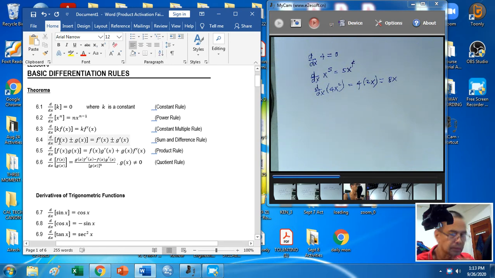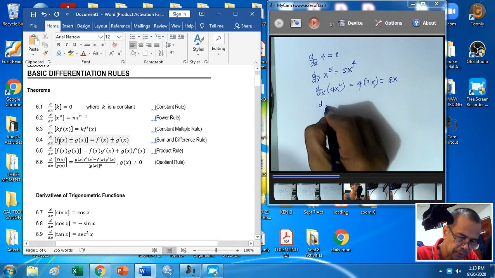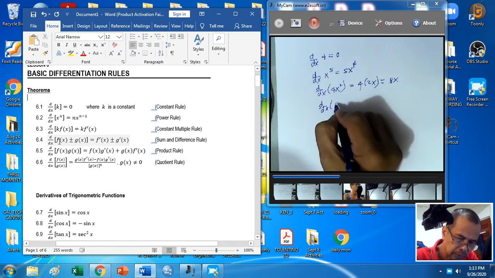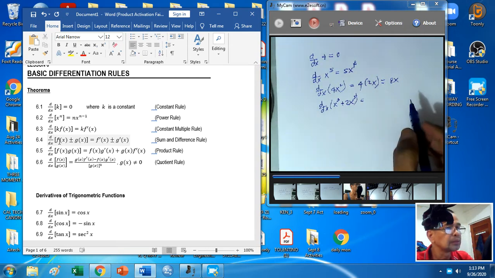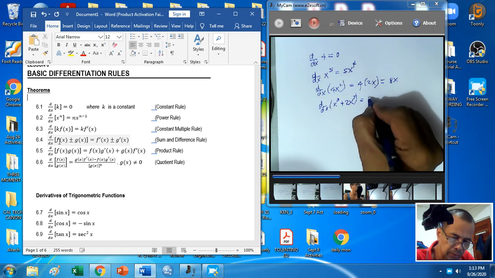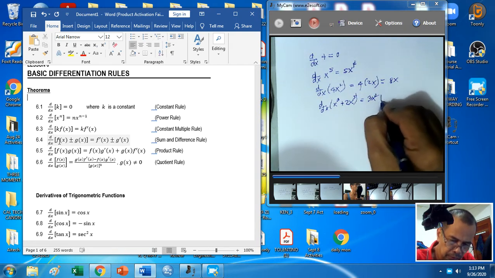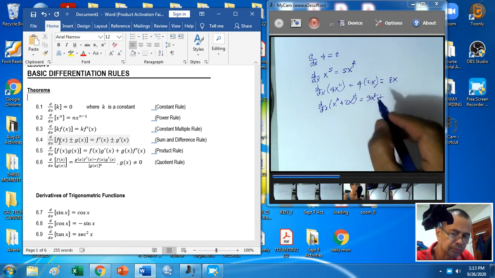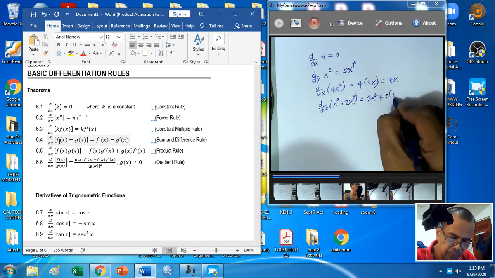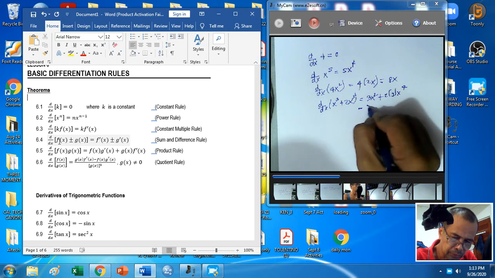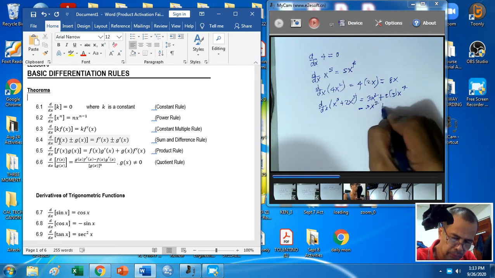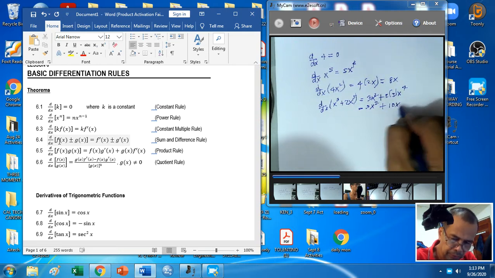Next, 6.4, the derivative of the sum. So let's have d/dx of, let's say, x cubed plus 2x to the 5th. So you can distribute now. The derivative of x cubed is 3x squared plus the derivative of 2x to the 5th is 2 times 5x to the 4th. So that gives you 3x squared plus 10x to the 4th.